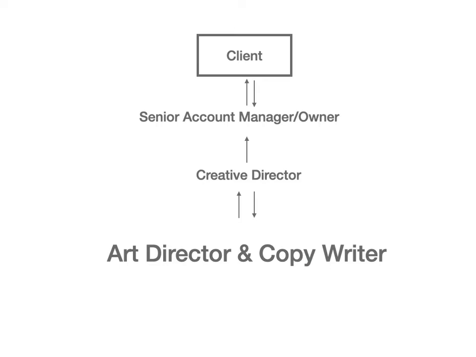So anyhow, this is a little chain of command here. So an art director and copywriter are a team and usually work with a creative director. That's their boss. And that person will then usually report to a senior account manager or the owner, and that person reports to the client. The client communicates what they like or don't like back to the senior account manager or owner, who then communicates back to the creative director. So I'm actually missing an arrow there. There should be an arrow going from the senior account manager back to the creative director. So that's the chain of command, just to show you how things work in an agency.